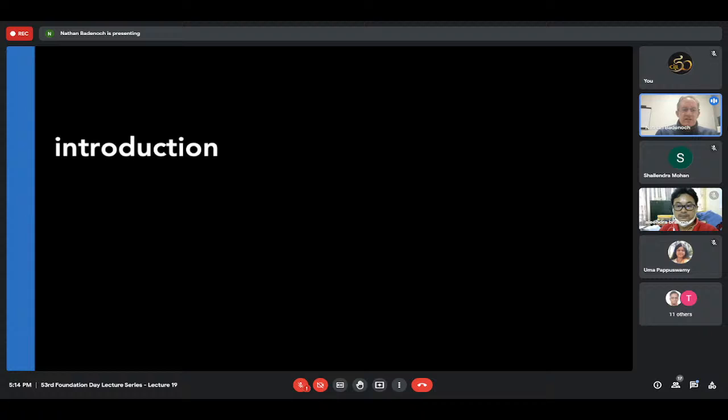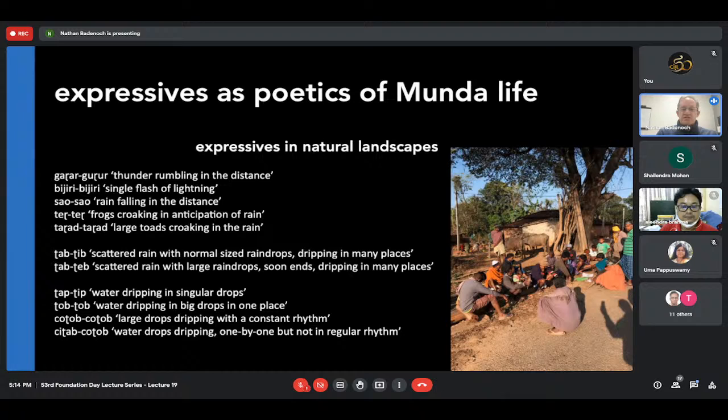Right, so that was a brief introduction into what we're going to do. So I would like to start out just with some data to locate us on the linguistic map, and give you an idea of how I consider expressives as poetics of daily life. In Mundari, as well as many other languages, expressives may cover a very large area of language usage. So different genres of language will use expressives, as well as many different semantic areas.